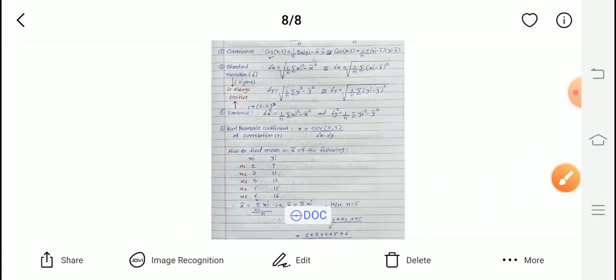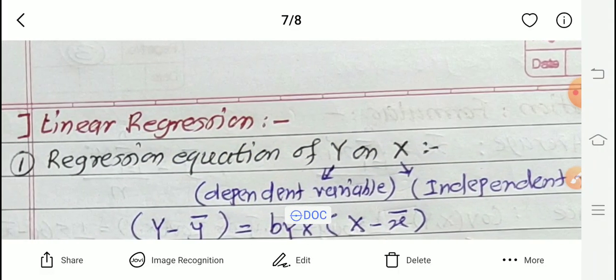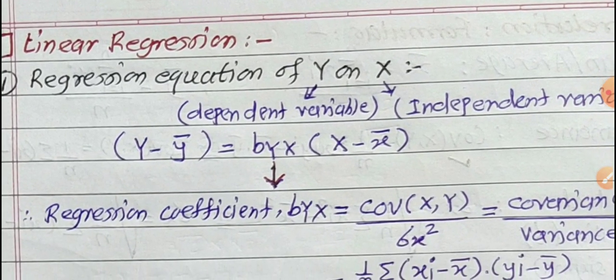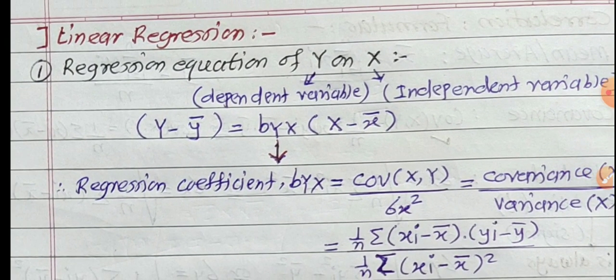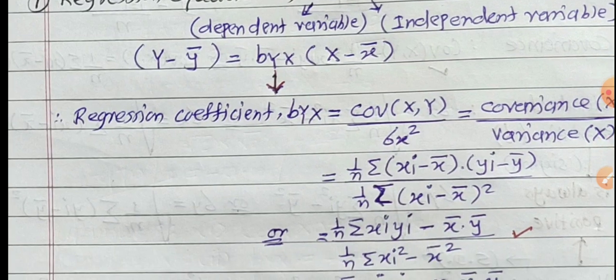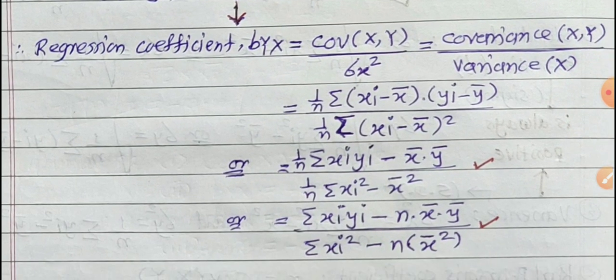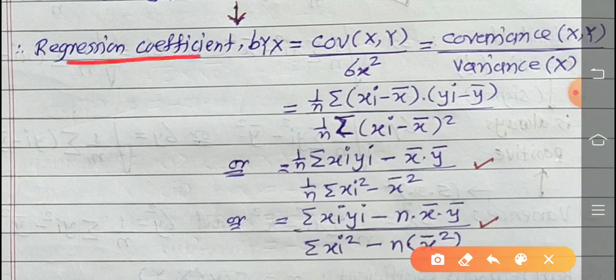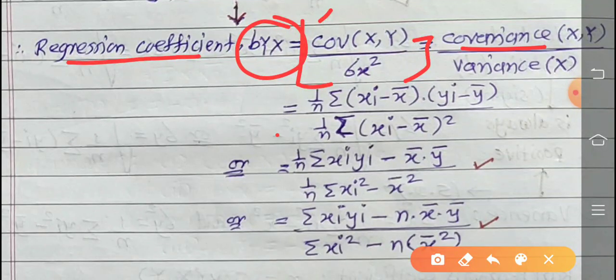Next one, this formula we also learned last time: the regression equation of y on x. So y depends on the independent variable x: y minus y bar equals byx into x minus x bar. Byx is nothing but the regression coefficient, which we find with the formula covariance divided by variance. Most of the time we use this formula, remember.